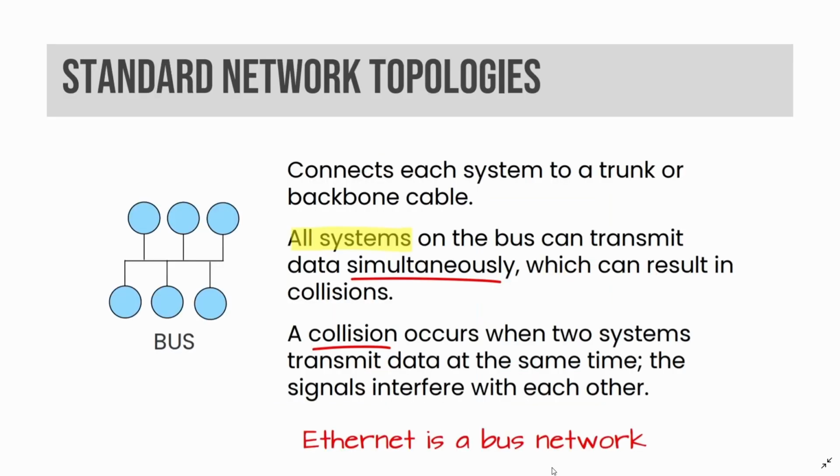A bus network topology connects each system to a trunk or backbone cable. All systems on the bus can transmit data simultaneously, which can result in collisions. A collision occurs when two systems transmit data at the same time. The signals interfere with each other. Ethernet is an example of a bus network.